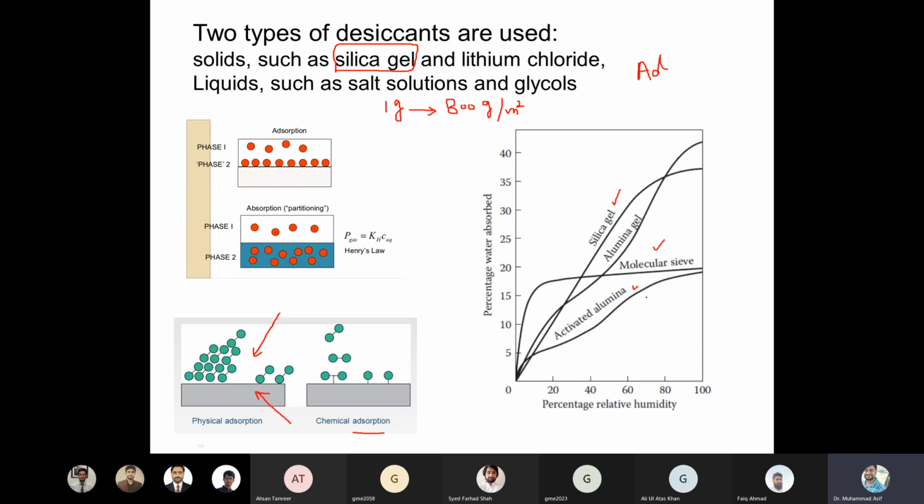And you can see that for different ranges of relative humidity, different types of adsorbent are used. For example, let's say the molecular sieve gives the optimum value up to maybe this one, when the relative humidity is 30%, right? Whereas when the relative humidity is very high, silica gel can work even up to 90% relative humidity. It has more capacity to adsorb the water vapors.